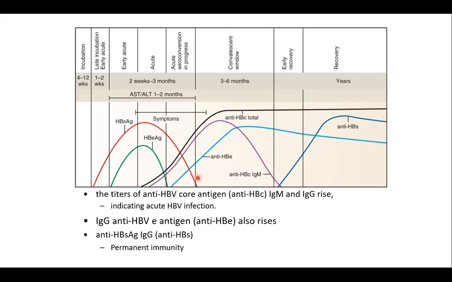In this time period, the gap, the titers of anti-HBc IgM, the purple line, and IgG, the black line, rise, indicating an acute HBV infection. IgG anti-HBc, the cyan one, also rises during this core window period. So permanent immunity is conferred by anti-HBsAg, or the dark blue curve. So next, please.